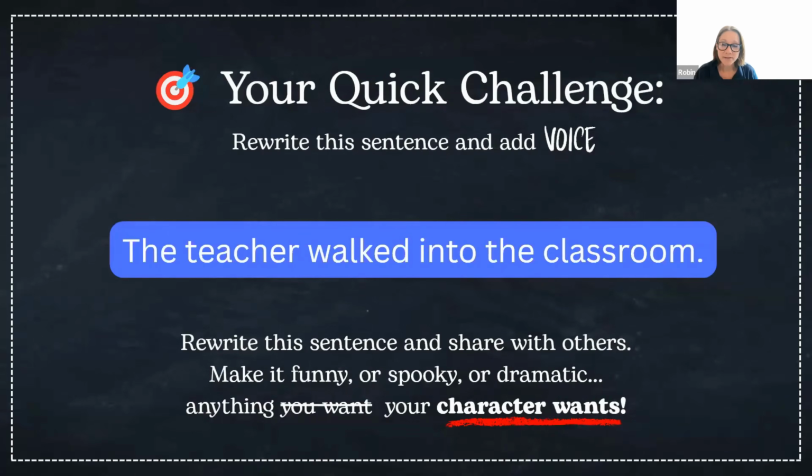Okay, so your job is to rewrite the sentence, the teacher walked into the classroom. You're going to share it with others or put it below. You can make it funny or spooky or dramatic, whatever you want to do, but it needs to be what your character wants, not necessarily you. So whenever you change your character, the voice changes. That's really important to remember.